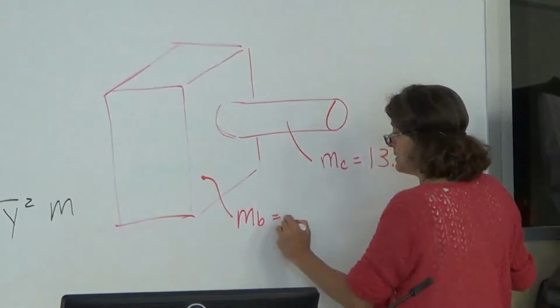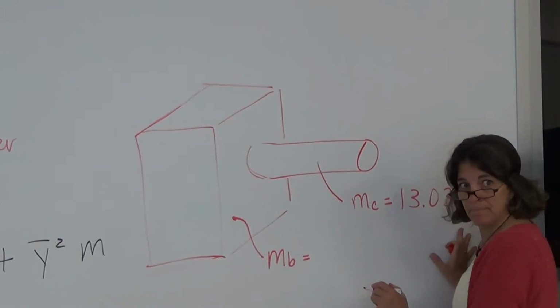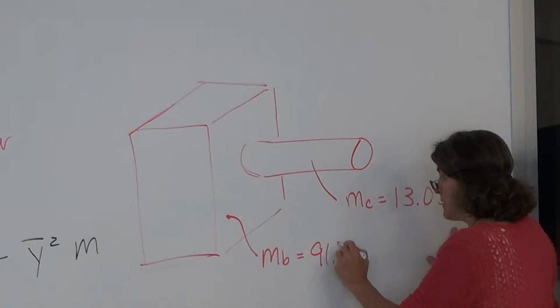Is that right? No scientific notation? Okay, how about this guy? The mass of the block. What? 91.875.